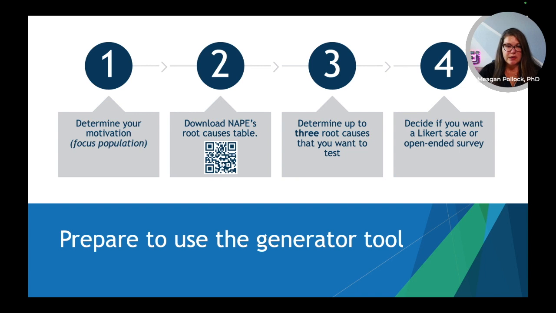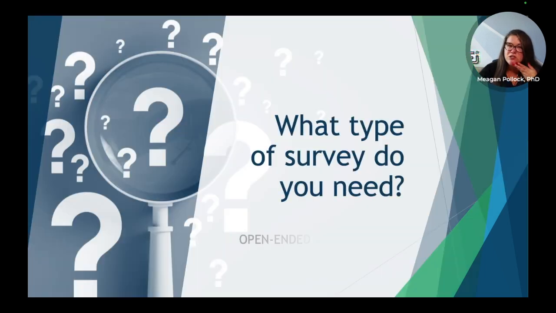Now, the next thing that you'll need to do is to decide if you want a Likert scale or open-ended survey. Let me tell you a little bit about those. The survey generator helps you to create both, either an open-ended or a Likert scale question, but within each run through the tool, you can only create one. So you're going to focus on one attempt through the survey generator. You can create open-ended, and then you can come back and create some Likert scale questions.